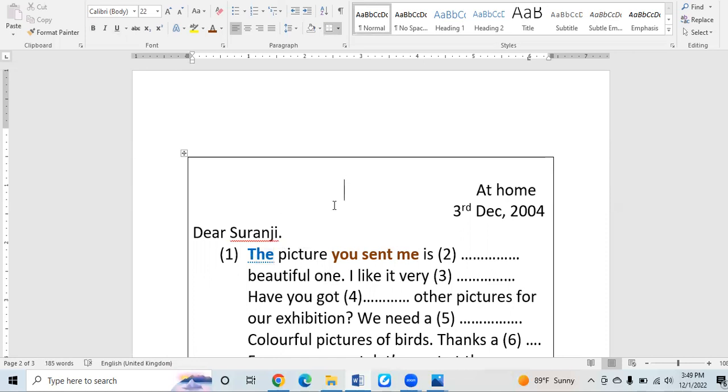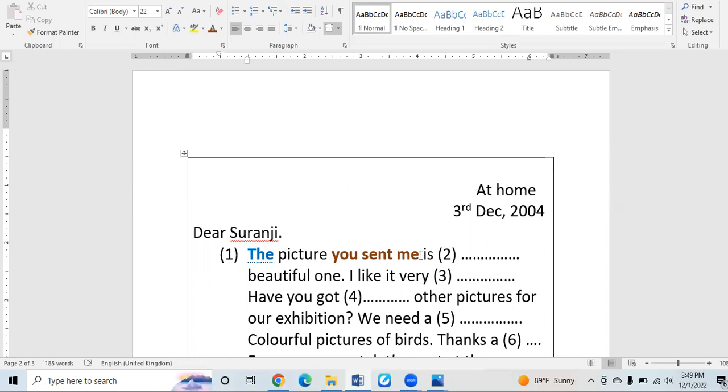What is the focus? What is the boundary that has been drawn around this picture? It has mentioned there, the picture you sent me. That means we specified the picture. What sort of picture am I talking about? Okay. And then "is beautiful one".